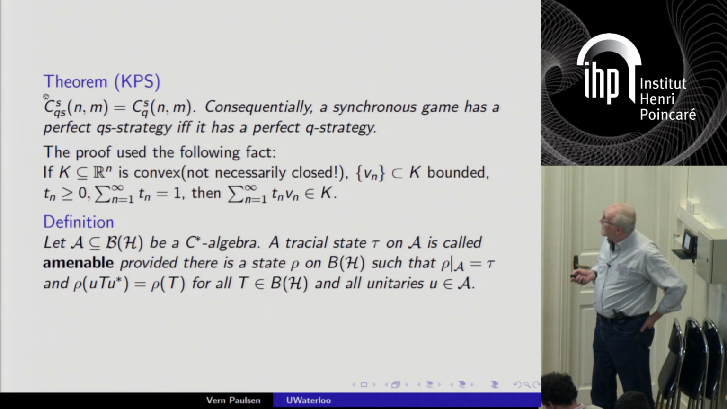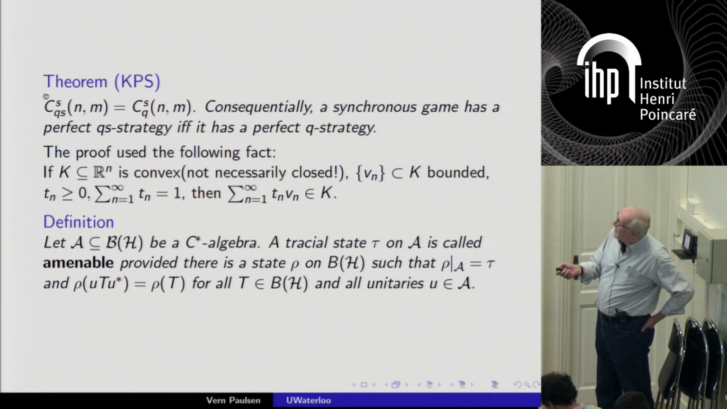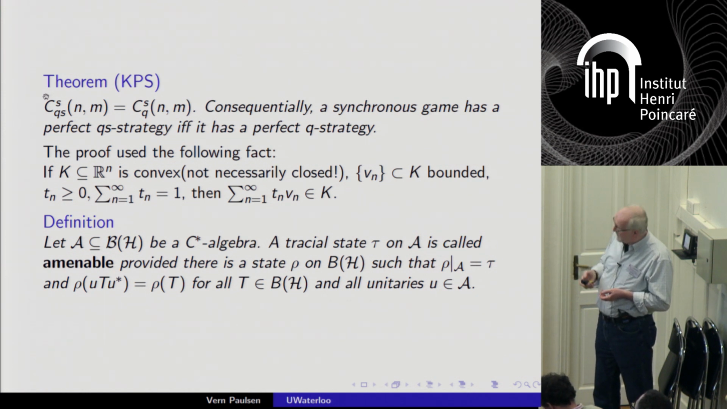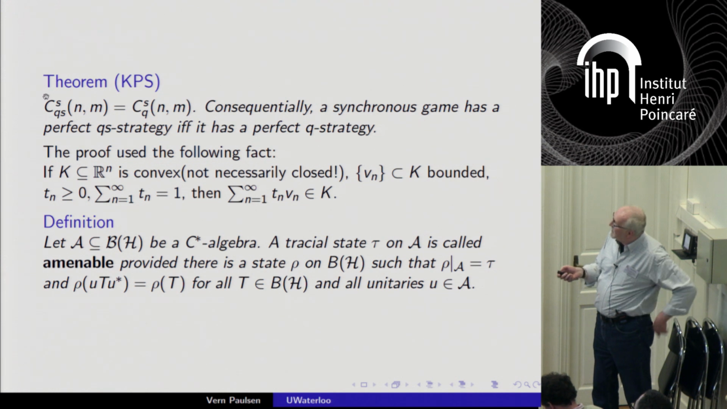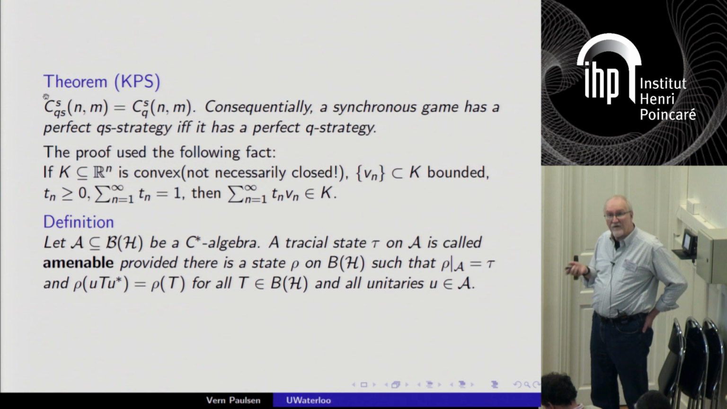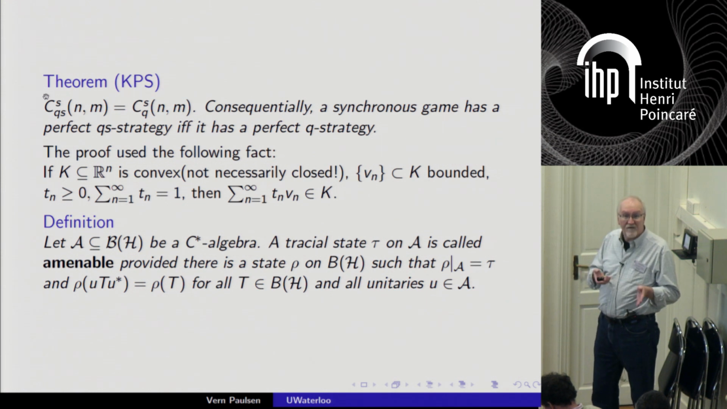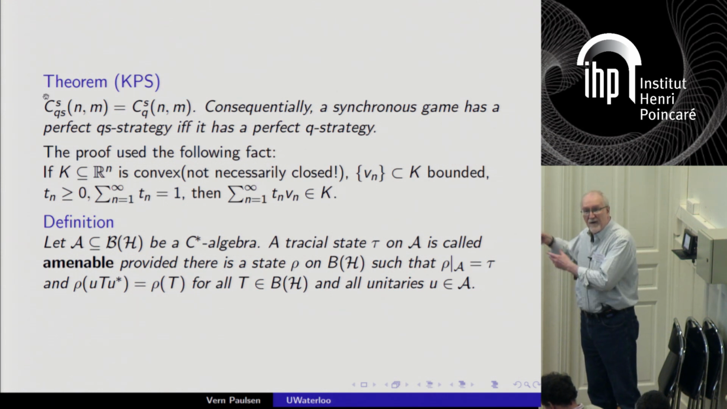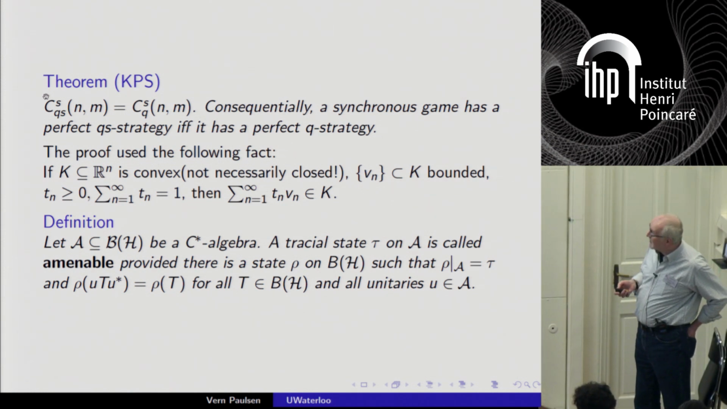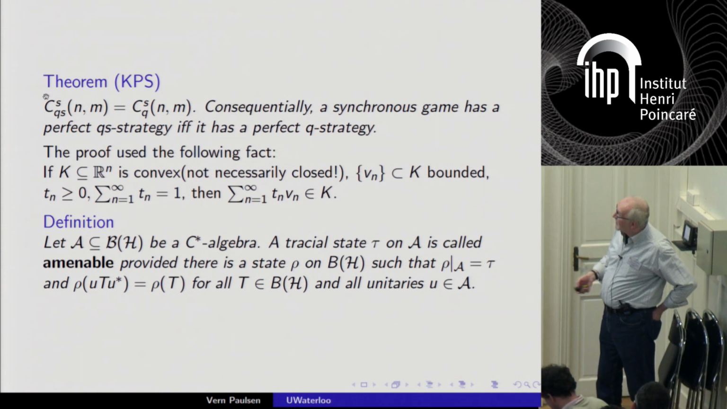So the definition: you start with a C-star subalgebra A of B of H. A tracial state on A is called amenable, provided that it can be extended to a state on B of H in such a way that that state is unitarily invariant, but with respect to the unitaries from A. Now, this definition looks like it depends on the particular embedding of A into B of H, but if you use Arveson's extension theorem, you can show that if you take a different embedding, then for that other embedding, there would also be such a state rho. So that's the definition of a state being amenable.